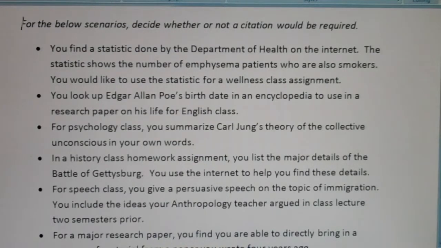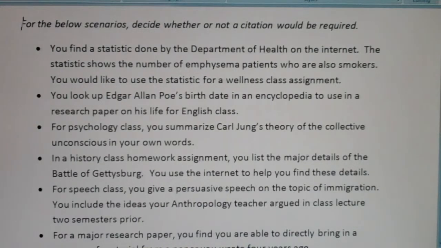The fifth example is talking about a speech class in which you use information from a previous class lecture. I would say to you that if you are aware of where this information came from, that you remember what class you got it from, that I would definitely give the citation, just because it's going to enhance you as a speaker.